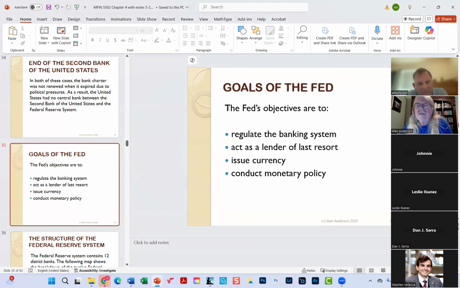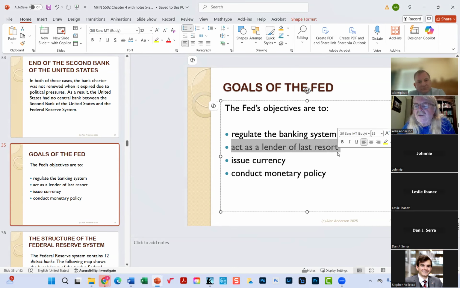But the Fed's job is to, among other things, regulate the banking system. In the United States, which is unusual, banks are regulated both by the federal government and by the state governments. They have regulation coming at them from both directions. It also acts as a lender of last resort. That means they can lend money directly to companies that are in trouble, or banks in particular.